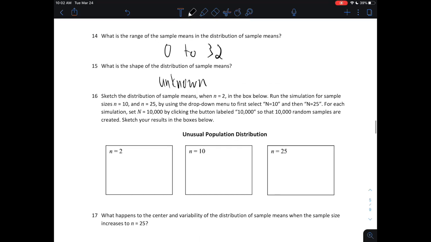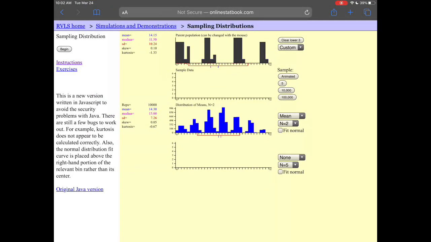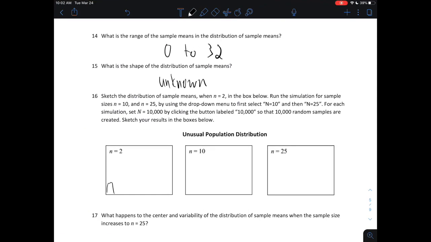Number 16, sketch the distribution of sample means when n is equal to 2 in the box below. I had 7 little building shapes, so that was something sort of low on the left, and then it started to get to some high building shapes in the middle and then low again on the right. Maybe that's reminding us of something. And then let's do the same thing for n equal to 10.